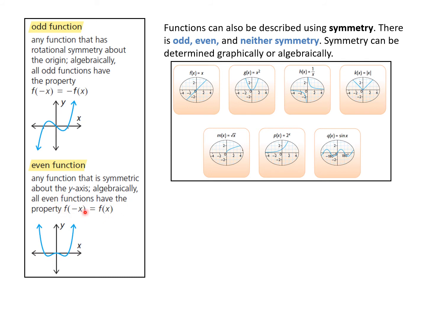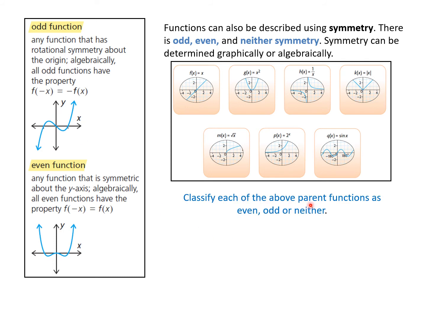Algebraically, we're going to talk about this next. An odd function is one that has two reflections. If you reflected this one horizontally, or if you reflected it vertically, it would land in the same spot. Another way to think of that is if I took this first and reflected it horizontally, and then I took that new image and reflected it vertically, I would land back here again. So that's the symmetry for an odd function.